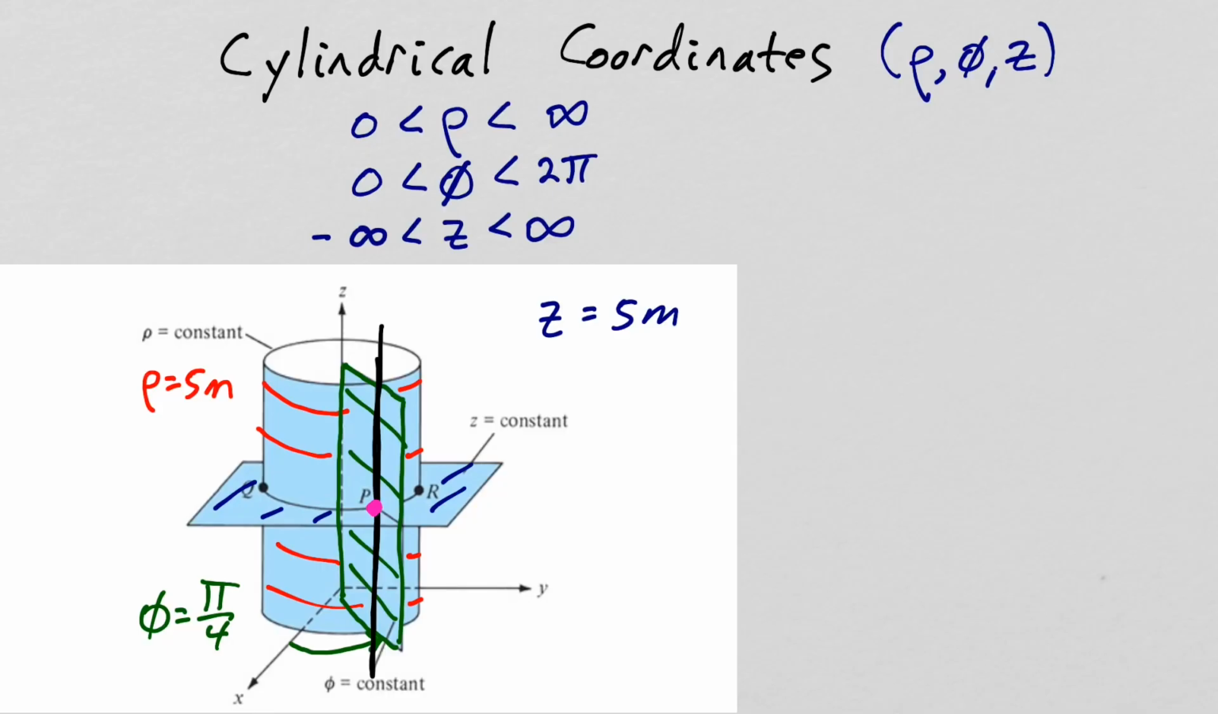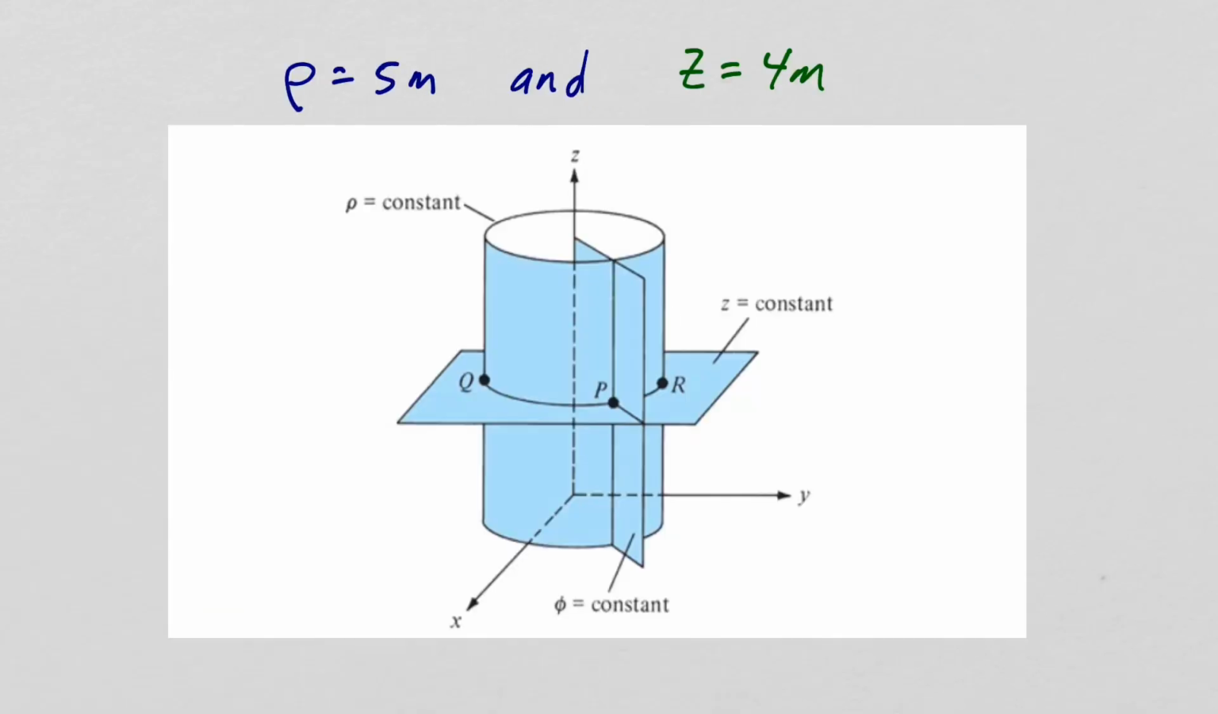If I had rho equal to 5 meters and z equal to 4 meters, and phi could take on any values, then rho equals 5 meters defines this cylinder, and z equals 4 meters defines this plane. So the intersection of the cylinder and the plane would be a circle in this case. So rho equal to 5 meters and z equal to 4 meters defines a circle.